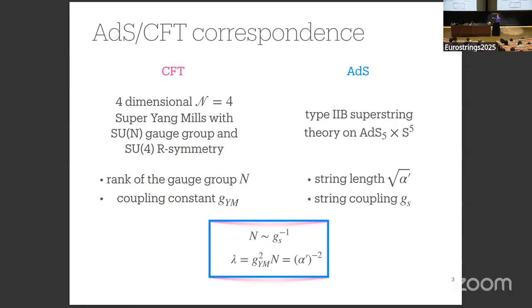The relation between these two theories is made in this block here. N, the rank of the gauge group, is proportional to the inverse of the string coupling, and lambda, which I already introduced before, g squared N, is alpha prime to the -2. In particular, in this talk, I'm going to consider only the leading order in the expansion in lambda, so just the first correction in this parameter, which is the supergravity regime. Instead, I'm going to consider the expansion in N, so the expansion in inverse powers of the string coupling. This is very important for what I'm going to present.